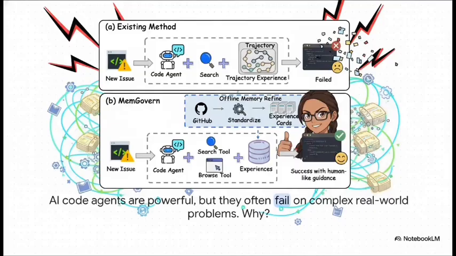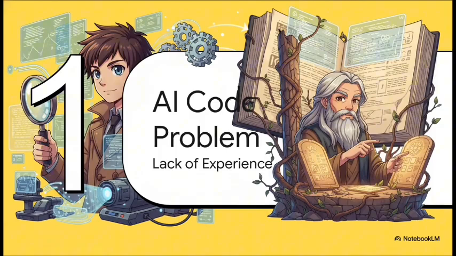So here's the thing. Today's AI coding agents, they're really powerful, no doubt. But when you throw them at messy, complex, real-world problems, they fail a lot. And the reason is actually pretty simple. They're basically operating in a closed world. They try to solve every single new bug completely from scratch, totally ignoring this massive history of problems that humans have already figured out. Think about it like this.